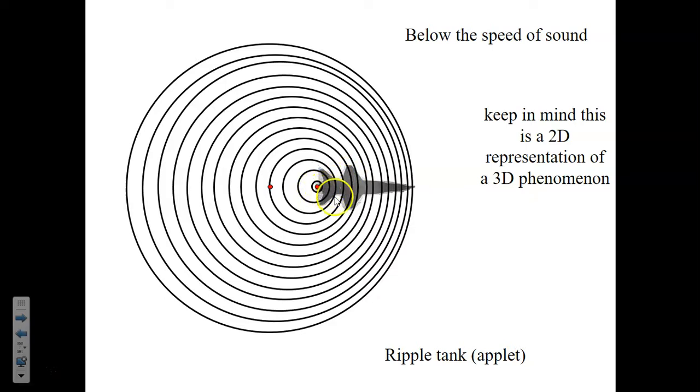Okay. So this is what happens if you're moving below the speed of sound. This represents the Doppler effect. Notice that these circles are not concentric, but they do not overlap anywhere. If you're going slower than the speed of the wave, the waves cannot ever overlap and intersect.